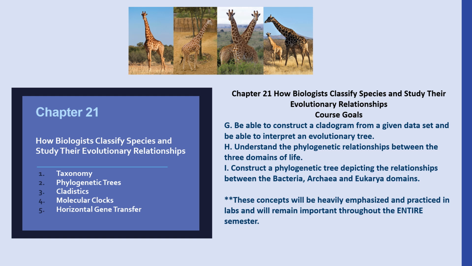A lot of what we're going to do in Chapter 21 is actually going to be done in our lab, or two labs, where we are going to learn about how we build phylogenetic trees and how we interpret evolutionary relationships from them. But we do need to learn a little bit about what we do to categorize organisms and how we determine their evolutionary relationships and their relationships with other organisms in their environment.